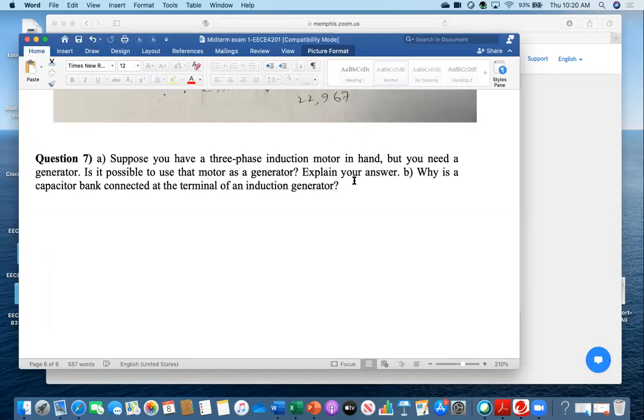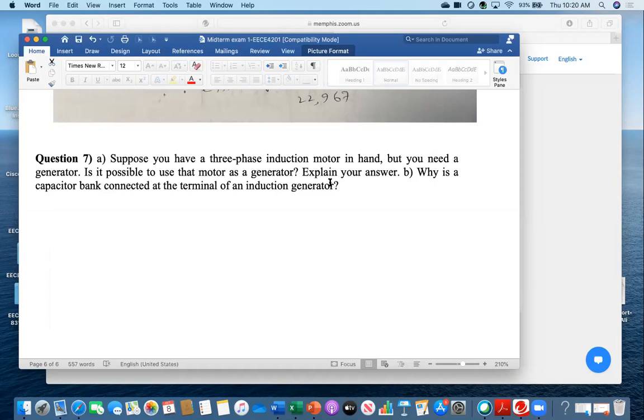And then when I am saying explain your answer, you know that the difference between an induction motor and generator is that you have to make the slip negative. This means you have to increase the rotor speed, and that rotor speed should be greater than the excitation field speed, or the synchronous speed. So first you say, yes, it is possible to use that motor as a generator.